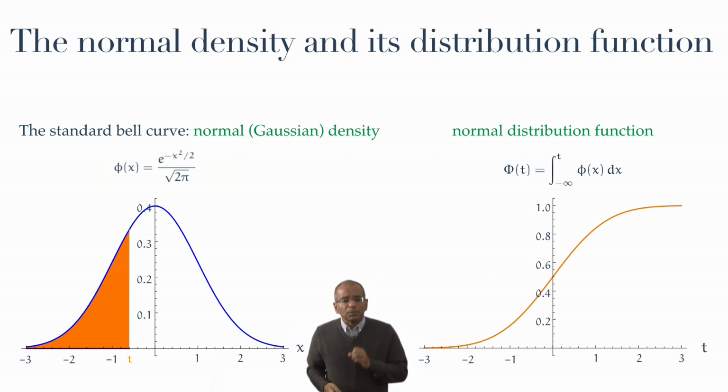Now, this is a starting point. The idea is that the big phi, the distribution function, captures an area, and we should be able to put that to use in capturing probabilities.